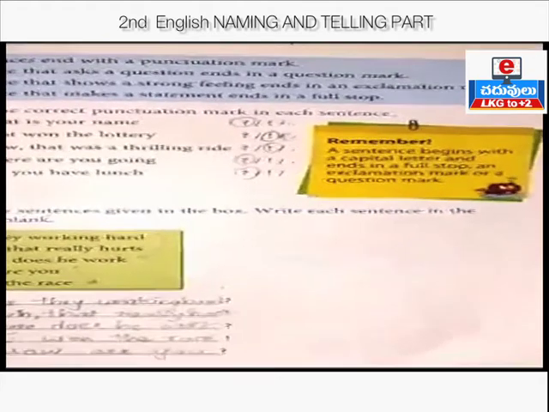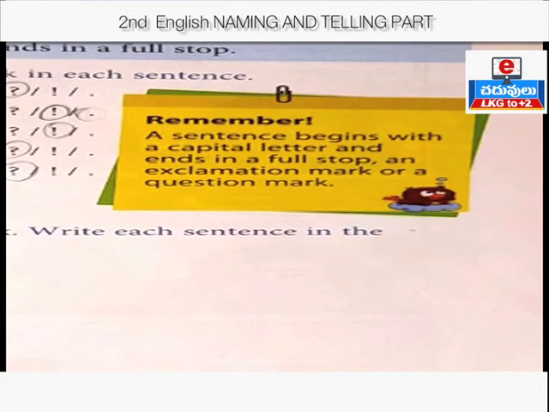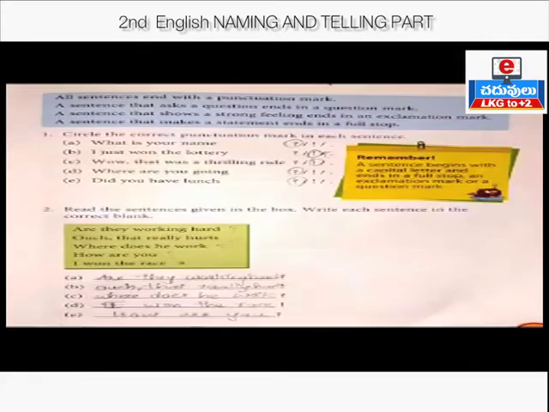Remember, you can see here, a sentence begins with a capital letter and ends in a full stop, an exclamation mark or a question mark. Okay? A sentence begins with a capital letter and ends in a full stop, an exclamation mark or a question mark. Okay? Next.